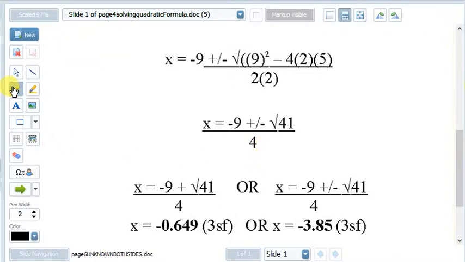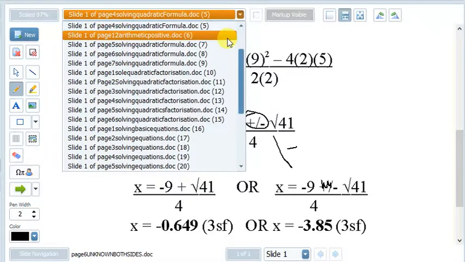And now we need to take into account the two roots, and that is this plus or minus. So basically in one hand we put minus 9 plus root 41, and on the other hand we take it away. Okay, and then that's your minus there. So your two roots in this case are minus 0.649 to 3 significant figures, and minus 3.85 to 3 significant figures, and these are the x-axis intercepts. Okay, so let's have a look at the next question.